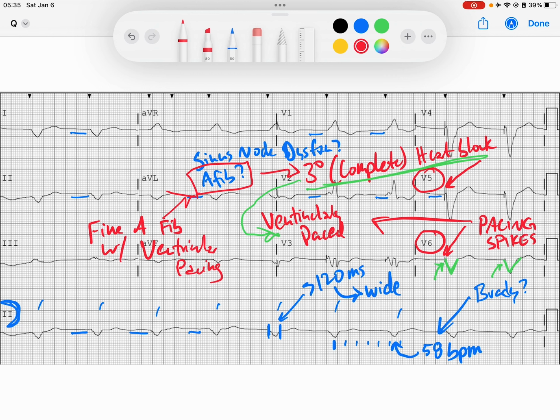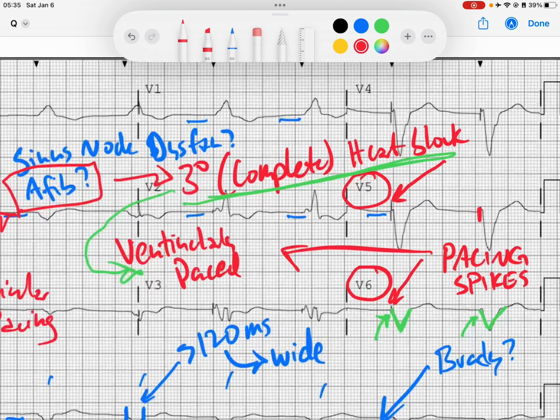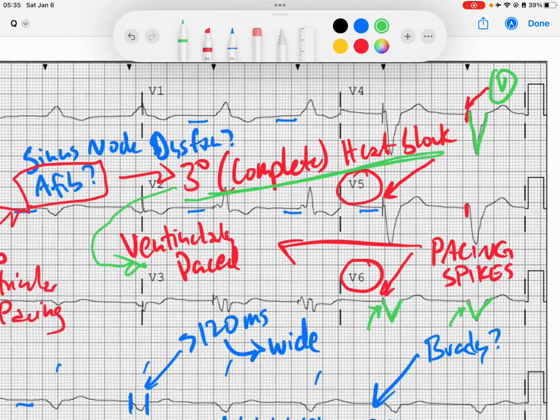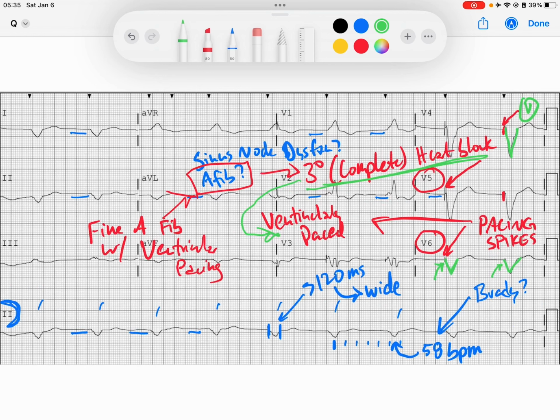But long story short, we see pacemaker spikes. You zoom in, I see a pacemaker spike that occurs just before a wide complex QRS, so I know that that is a ventricular pacemaker spike. And in the setting of no organized atrial activity, I can conclude that this is fine atrial fibrillation with ventricular pacing. So I hope this helps.